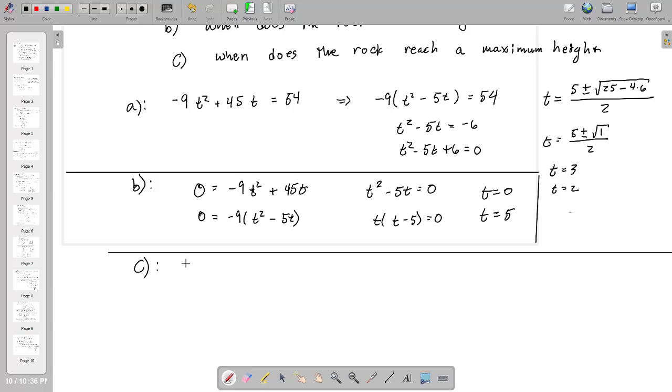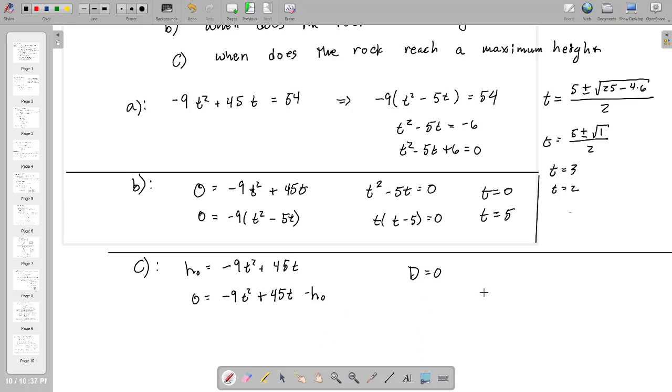So let's let h sub 0 be the maximum height. Then we have h sub 0 is going to equal negative 9t squared plus 45t. Subtract this over, and we get 0 is equal to negative 9t squared plus 45t minus h sub 0. Now this is where we use the discriminant. We know that this quadratic is going to have a single solution. This means then that d is going to equal 0.